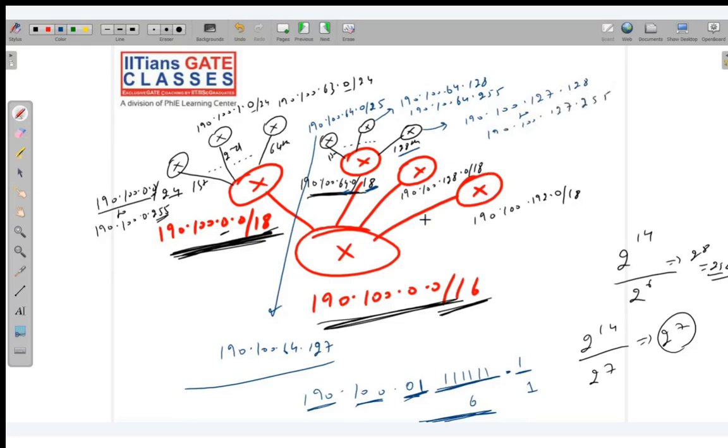190.100.127.255. To check whether you have done it correctly or not, you just add 1 here, and we will get 190.100.128.0. So from here the third organization will start.